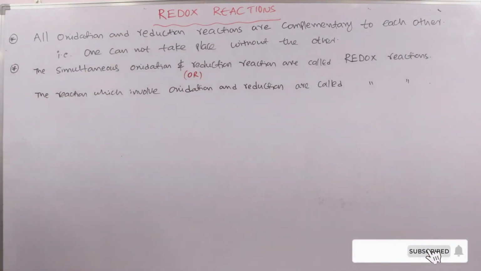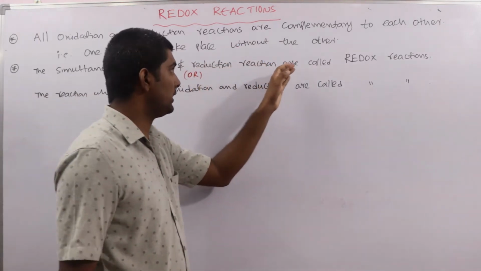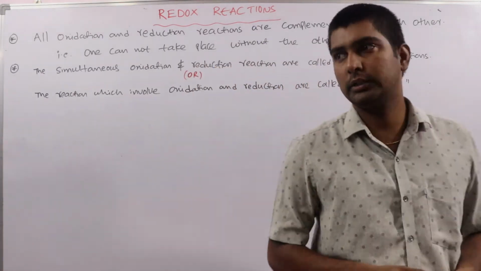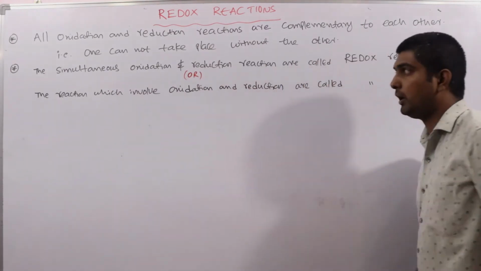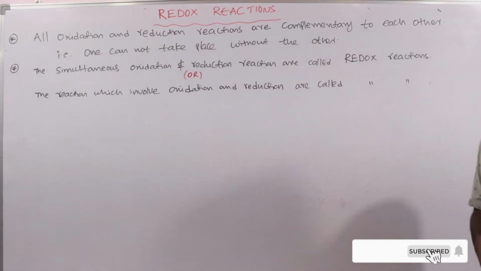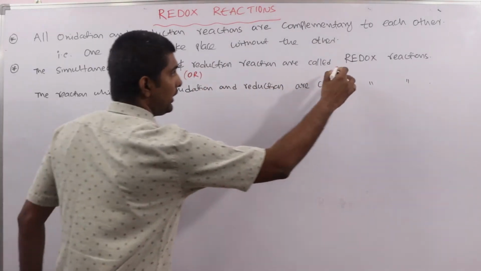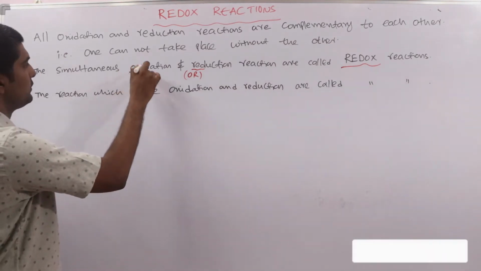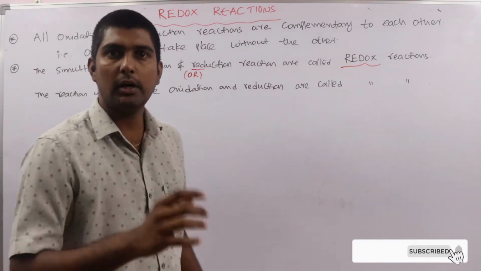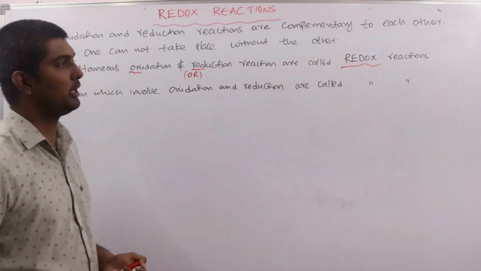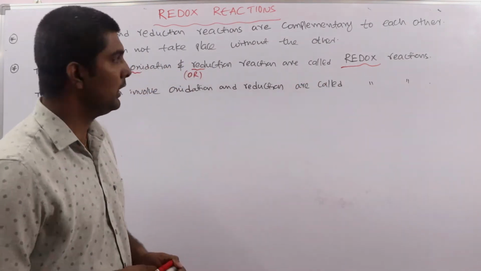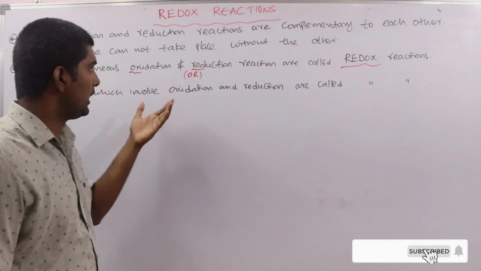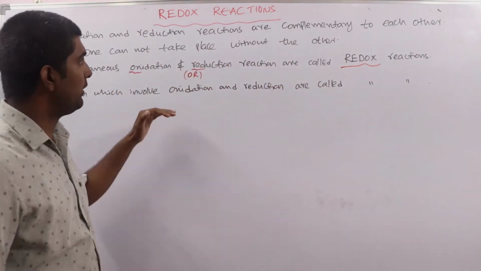Now, what is a redox reaction? The simultaneous oxidation and reduction reactions are called redox reactions, or the reactions which involve oxidation and reduction are also called redox reactions. How do we get the word redox? The first three letters of reduction and the first two letters of oxidation, combined, give redox. Because redox reactions involve both oxidation and reduction, taking place simultaneously at a time, they are called redox reactions. Clear? Very important thing.